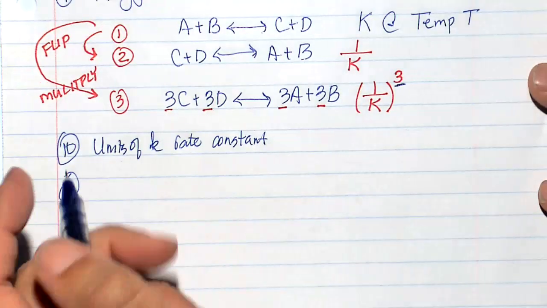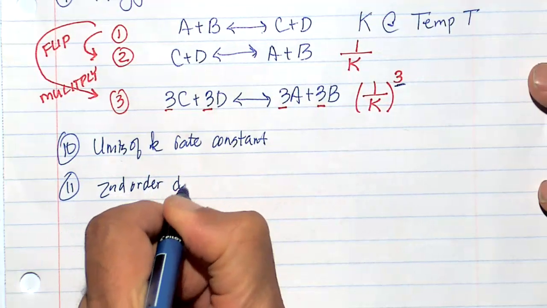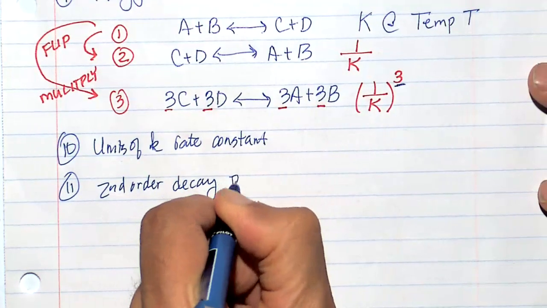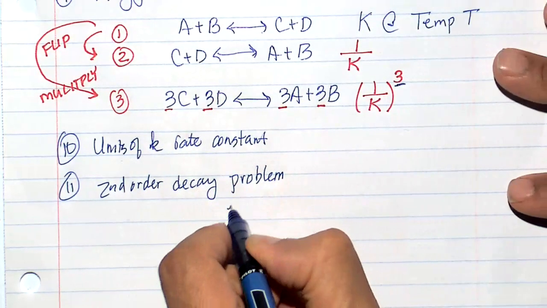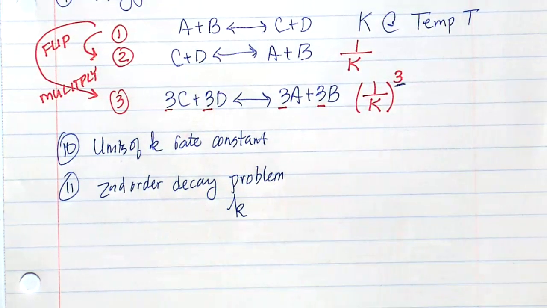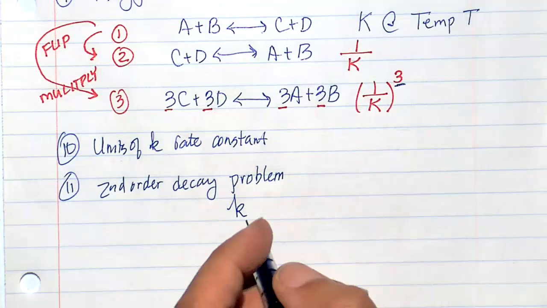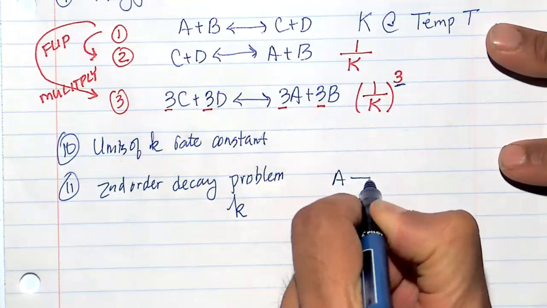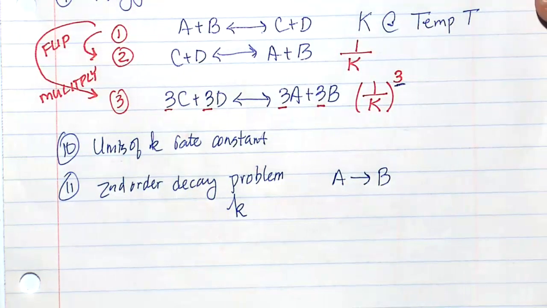All right. There's also a second order decay problem. Here the rate constant, lowercase k, is decaying, and it's going to decay with second order kinetics. Okay, second order kinetics. So what would that be? What would second order kinetics be? Let's say A goes to B. What would be the rate law for this, if I tell you it's second order kinetics?